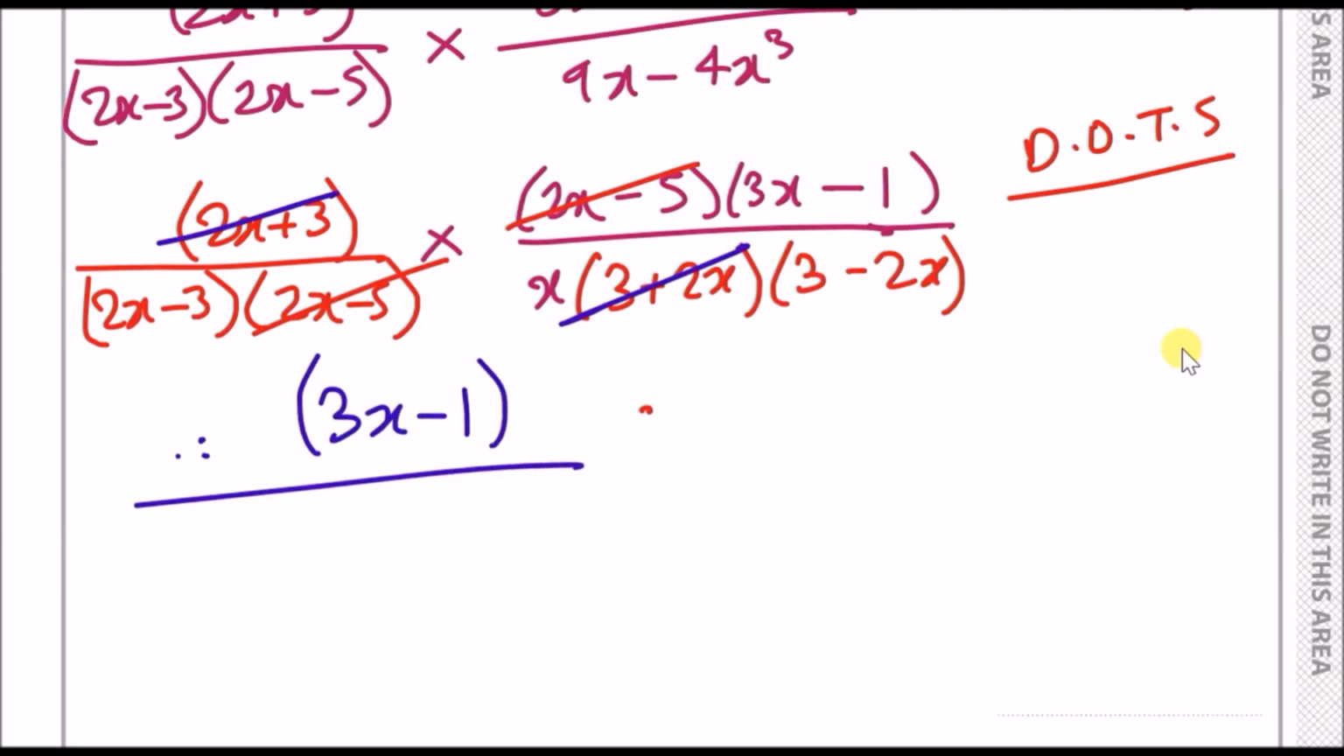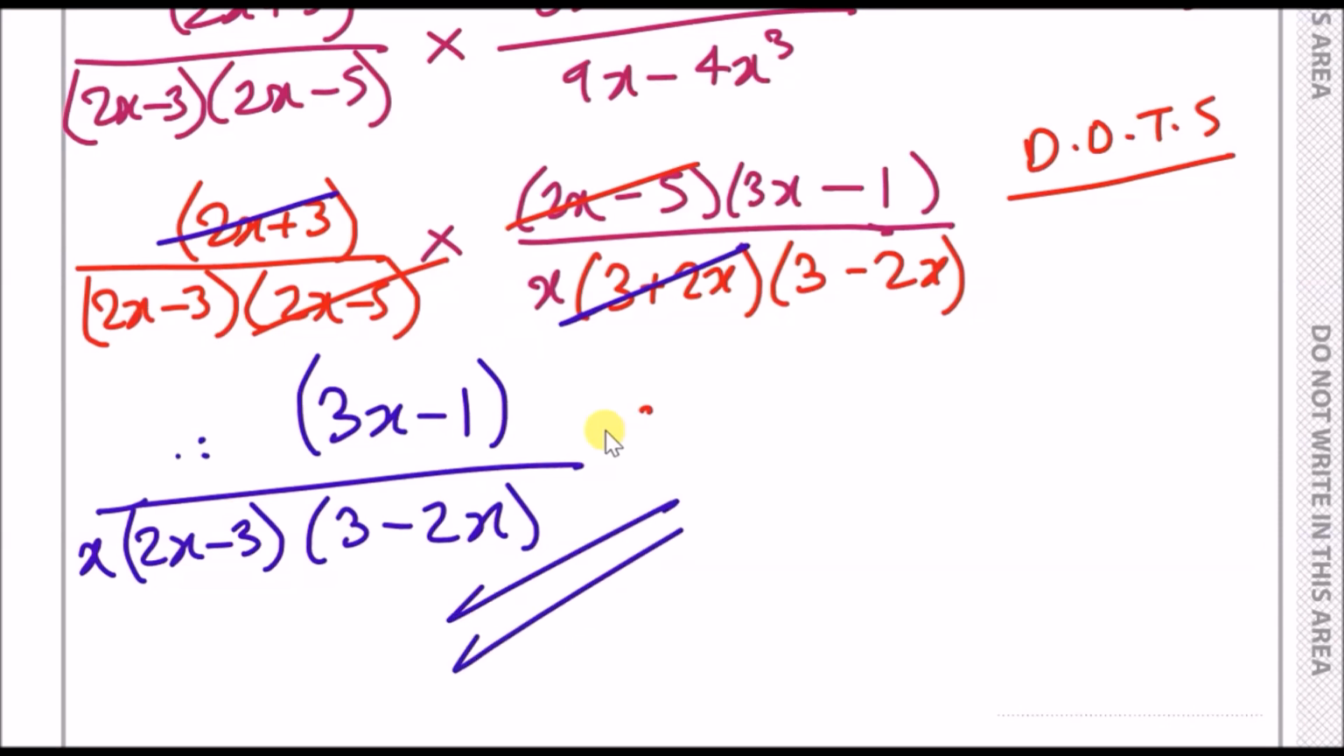On the bottom line, we still got 2x minus 3. We have an x, so let me put that in front actually. And we also have 3 minus 2x. And yeah, guys, this is literally the end of the question. I think this is the last fraction you need. There is probably another step you can do, but this should be it, and this should get you 4 marks.